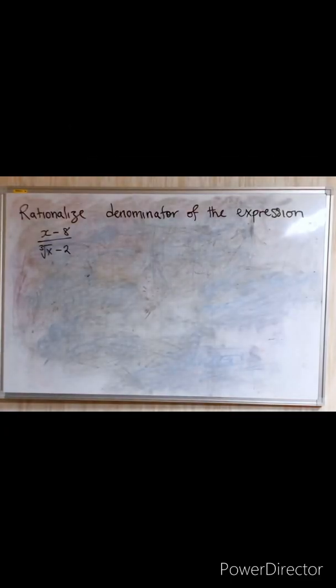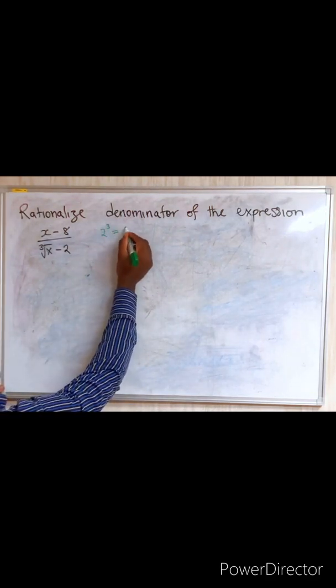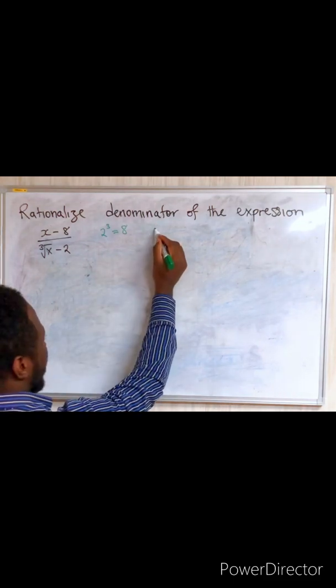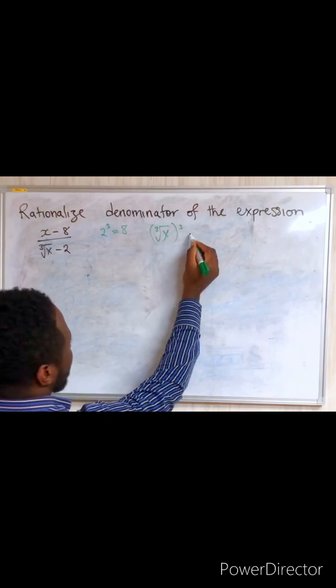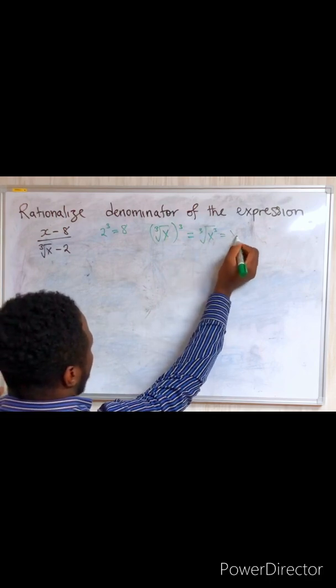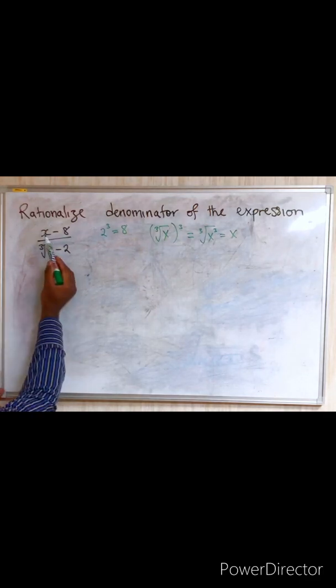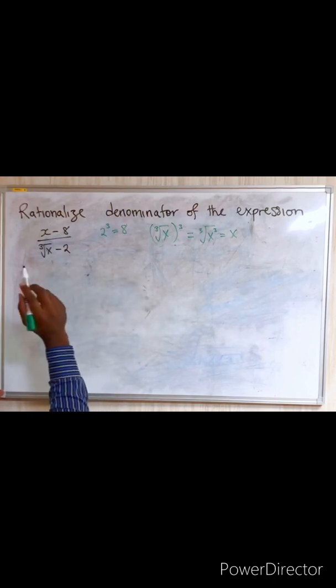Okay, we have a question. It says rationalize the denominator of the expression x minus 8 over third root of x minus 2. What we have to put in mind is 2 to the power 3 is the same as 8. Also, if you raise third root of x to the power 3, this is just third root of x to the power 3, which will just give you x. So where there was x, you can replace it with third root of x to the power 3.